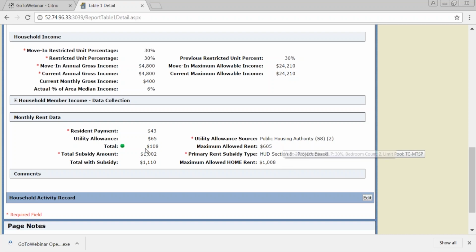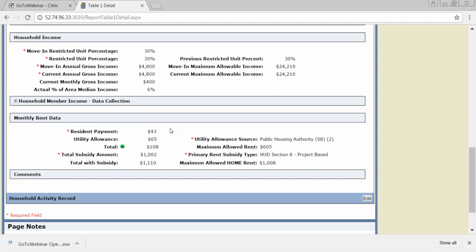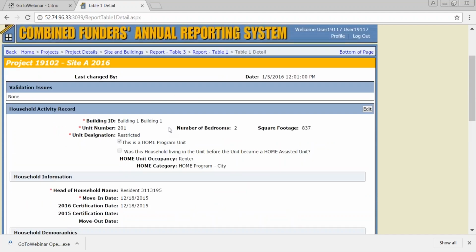The total with subsidy is higher than the maximum allowed home rent, but in this case that is acceptable because it is a low home unit with a federal or state project-based subsidy, and the tenant's paying 30% of adjusted income for rent. So we're going to look at the other side of the story, Unit 113, with a tenant-based voucher.